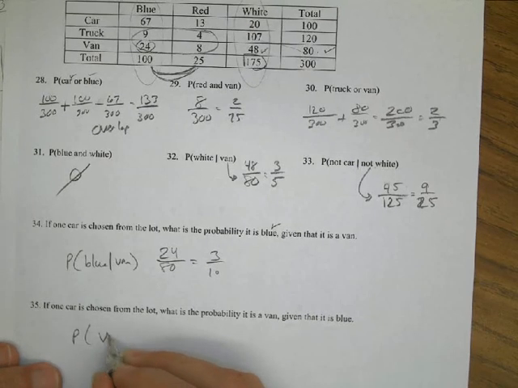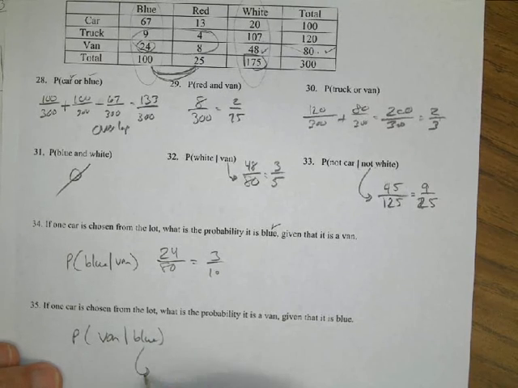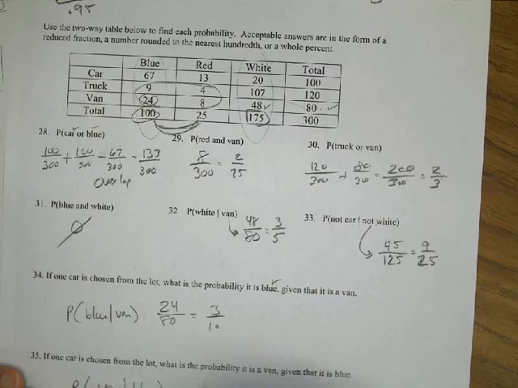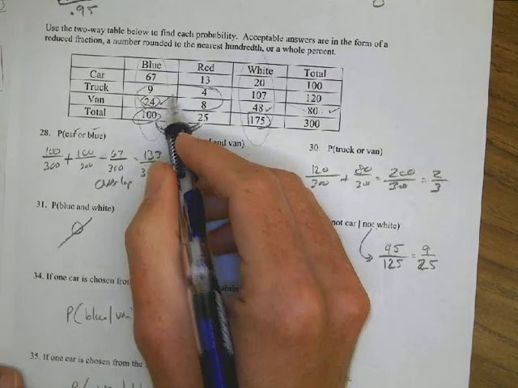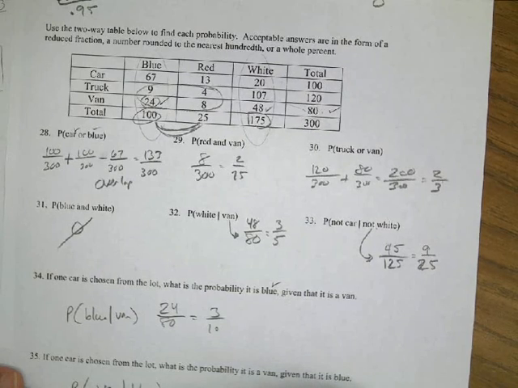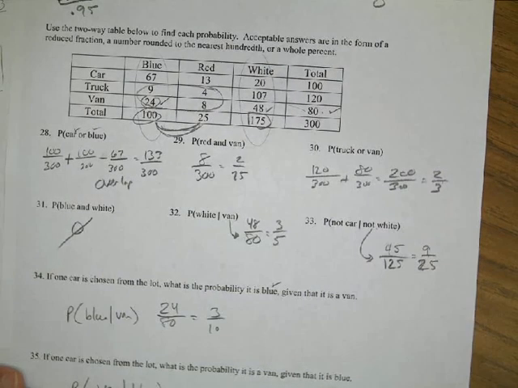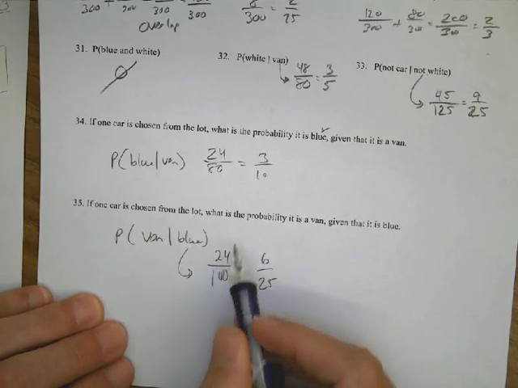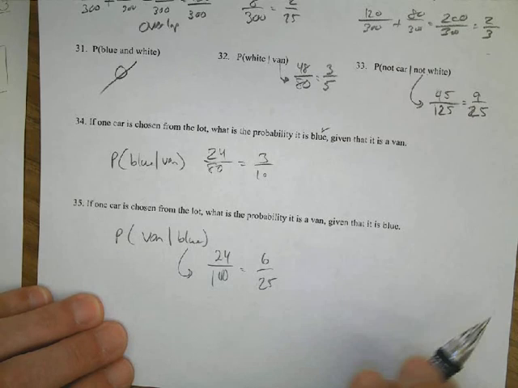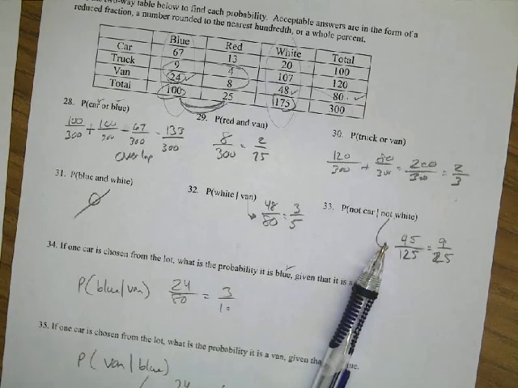And number 35, the last one, probability of it being a van given that it's blue. In my given value blues, I have 100 of those. And the van numbers in that section, there are 24 of those, which becomes 6 over 25. Sorry, maybe I should have written there. So there's my blue is 100, and there are 24 of those altogether, becomes 6/25.